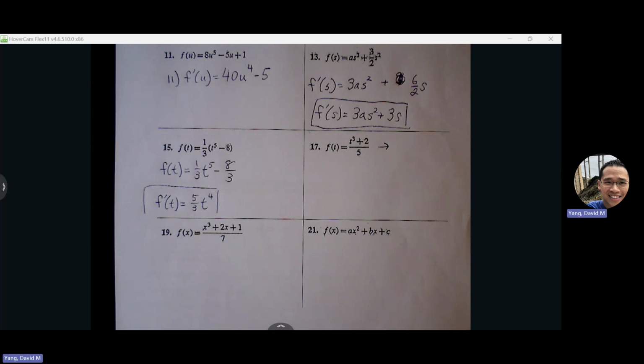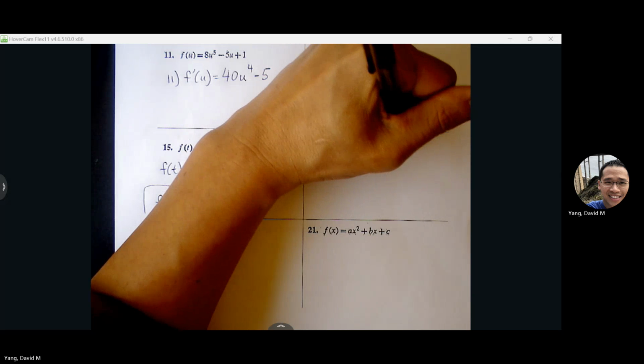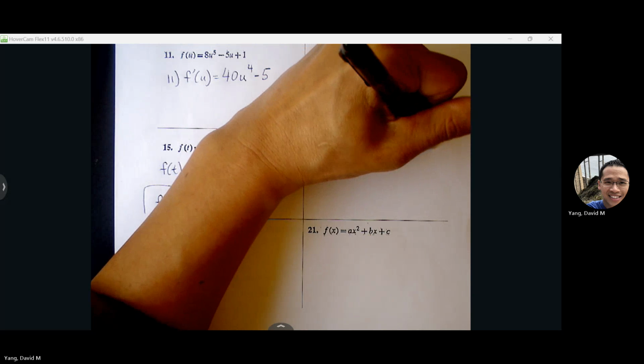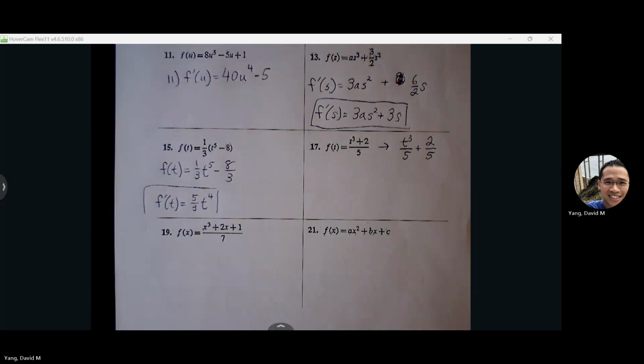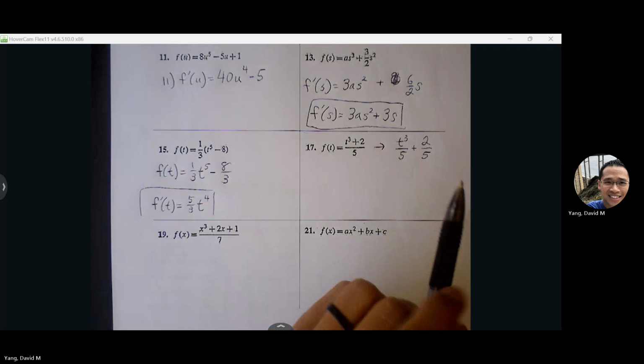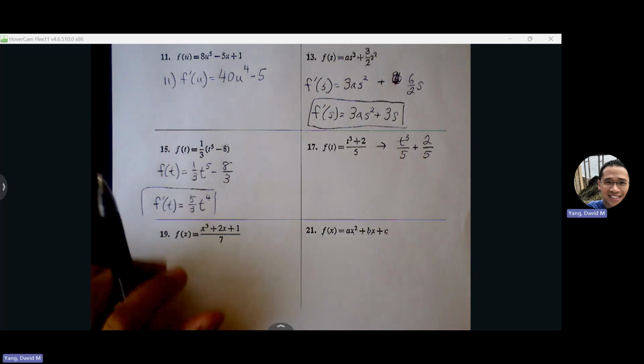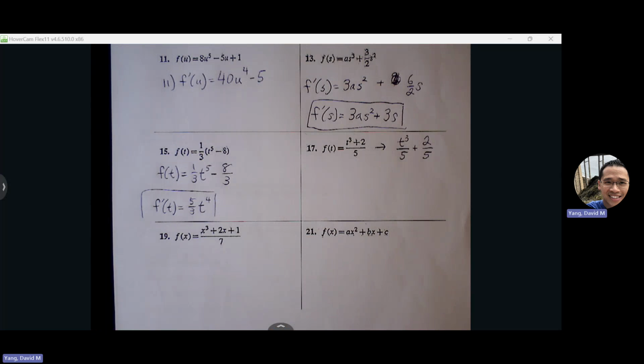Seventeen and 19, I would split up into individual fractions first. A little more work for the first one. Yeah. So once you distribute through, it's just a nice power rule for each. Nothing more complicated than that.